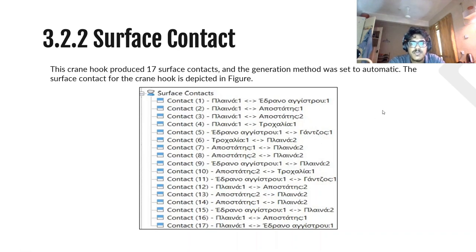I'll be presenting chapter 3.2.2 till chapter 3.2.4. This is the surface contact. Each part has to contact with another part. There is a total of 17 contact points, as you can see in the screenshot below. These are the contacts made between each part.